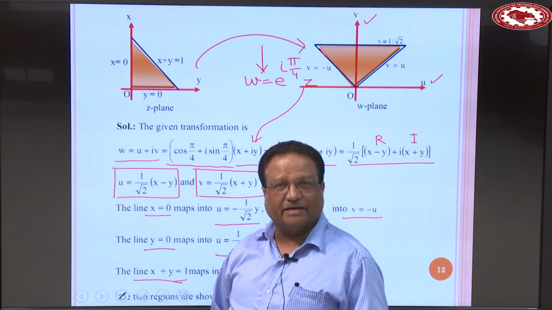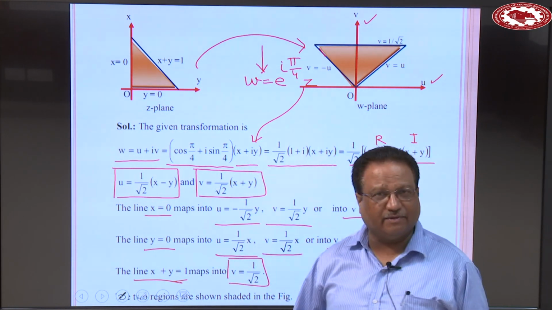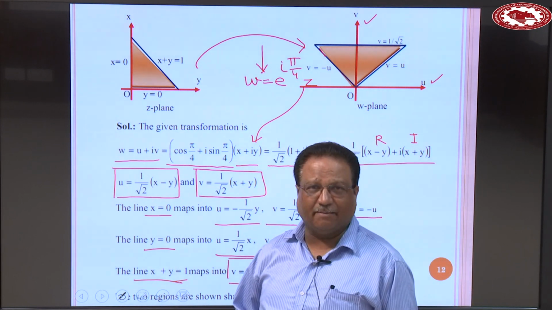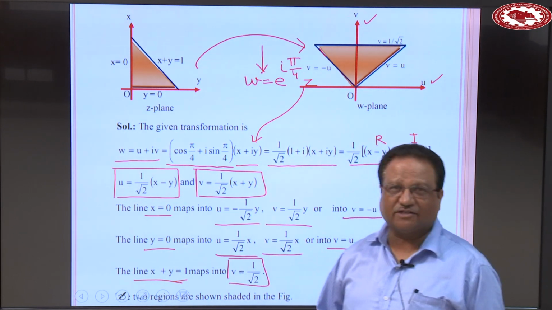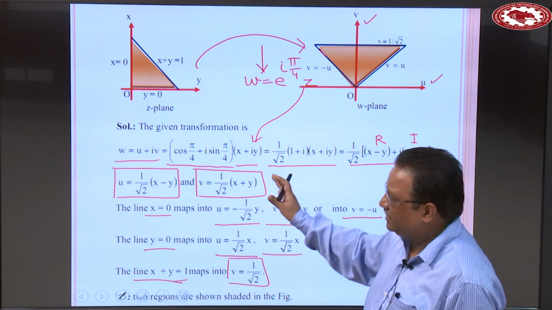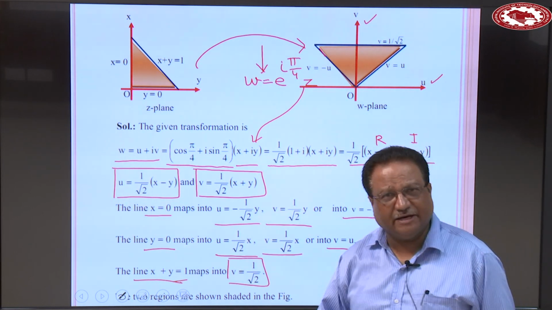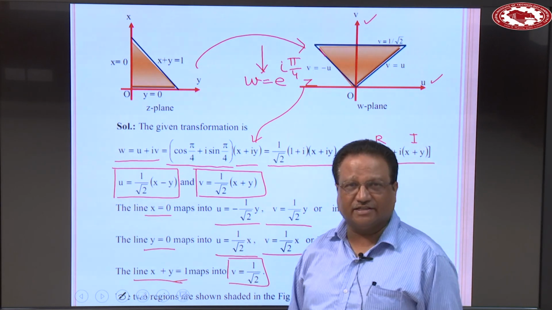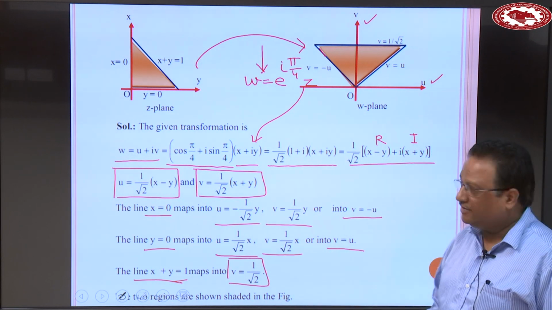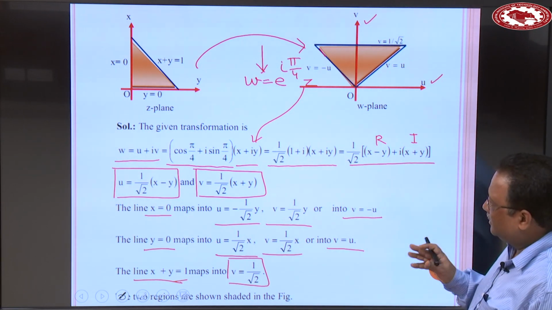Okay? Before this also, 2 lectures have already been done, in which we have already discussed what is a complex function. But today we have discussed what is the geometrical interpretation of this complex function. This is very important from this point of view, this depth point of view.